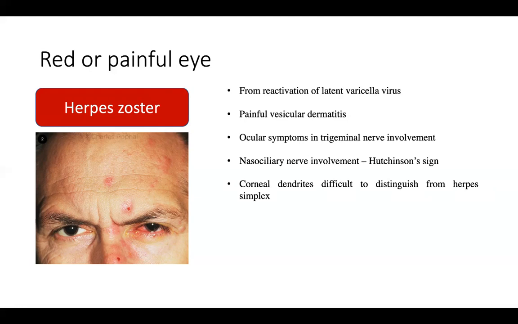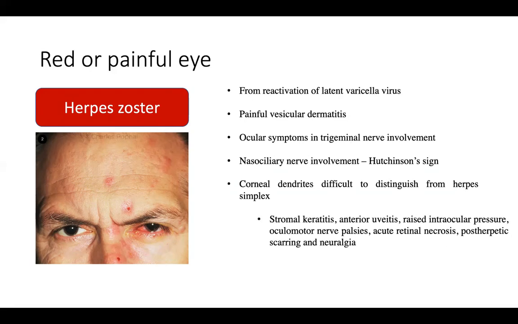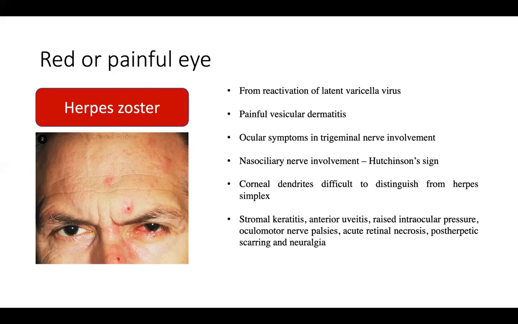Herpes zoster ophthalmicus produces corneal dendrites, which can be difficult to distinguish from those seen in herpes simplex. Stromal keratitis, anterior uveitis, raised intraocular pressure, ocular motor nerve palsies, and neuralgia are other common sequelae. Treatment includes antivirals and cycloplegics. In severe cases, glucocorticoids may be added to prevent permanent visual loss from corneal scarring.